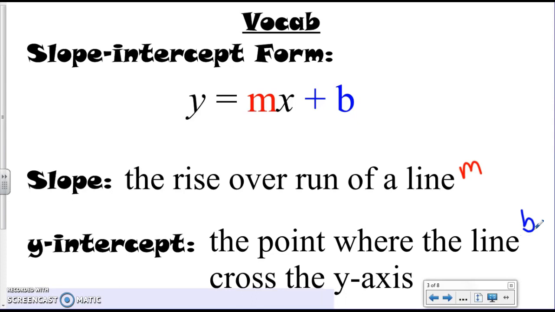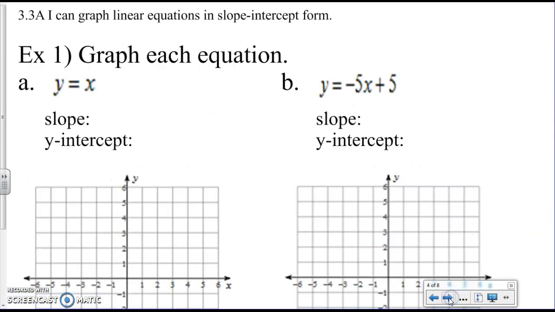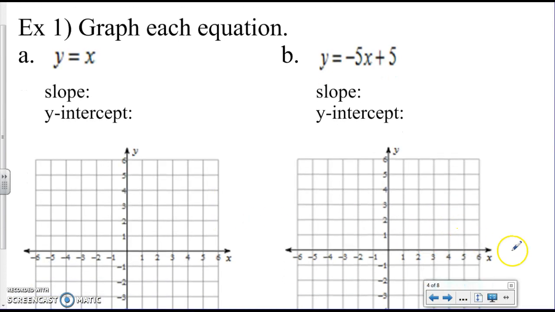We're going to identify our slope and our y-intercept from the equation, and then use that to help us get a graph. So we're going to go ahead and do these first two. Okay, graph each equation. We're going to identify the slope and the y-intercept. So y equals mx plus b is our form we're looking at.